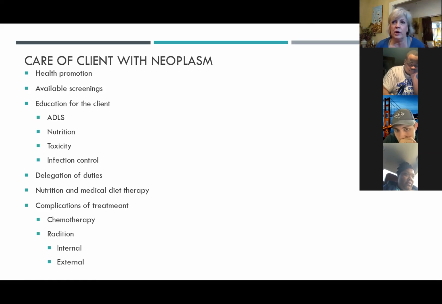So infection control, we worry about washing our hands and making sure that if the patient has radiation therapy and starts to have skin breakdown, they adhere to safety guidelines for prevention of infection. All right. Delegation of duties. If we're delegating duties to maybe a CNA or a UAP or even an LPN for somebody with internal radiation, what are some of the things we're going to tell that employee?